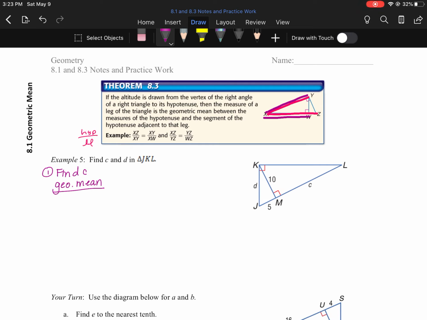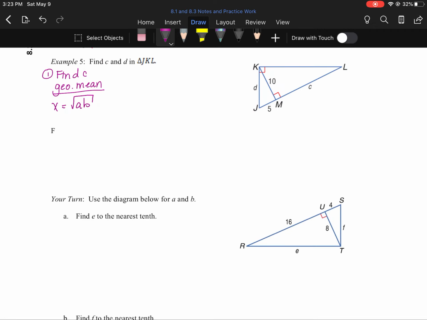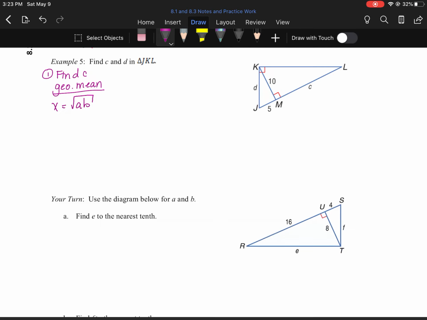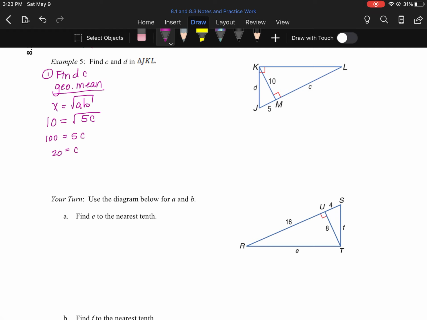So I'm going to do x equals the square root of the product of A times B. X in this case is 10. Oh, sorry, putting random letters in here. Okay. So x is 10 equals the square root of 5c. So I'm going to square both sides to eliminate that radical. So 10 squared is 100. And if I divide 100 by 5, we get C is 20. So we found C.